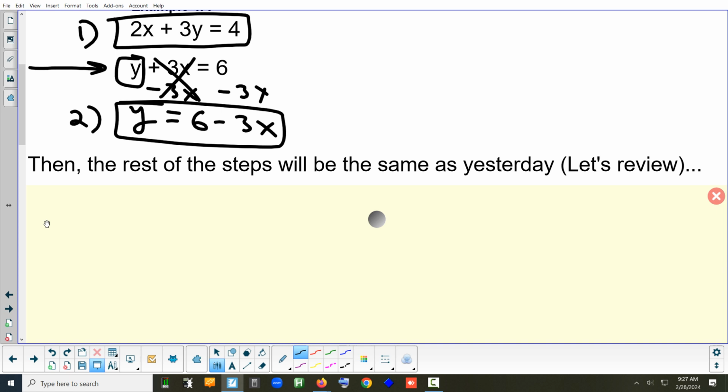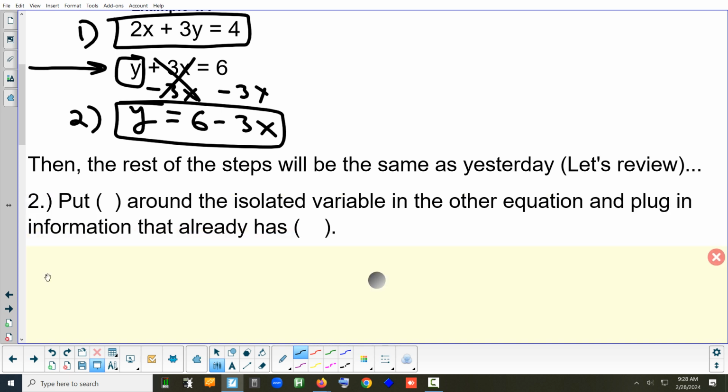So now the rest of the steps are going to be the same as yesterday. The rest of the steps are going to be exactly like yesterday. So I'll write the steps from yesterday again, just to review them. But we're not writing anything you haven't done before. So copy that down for step 2. Put parentheses in the equations just like you did yesterday.